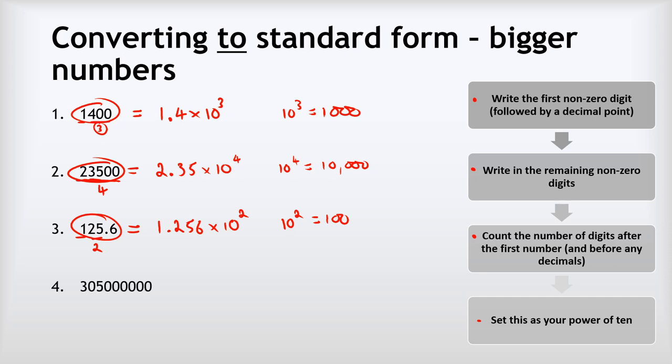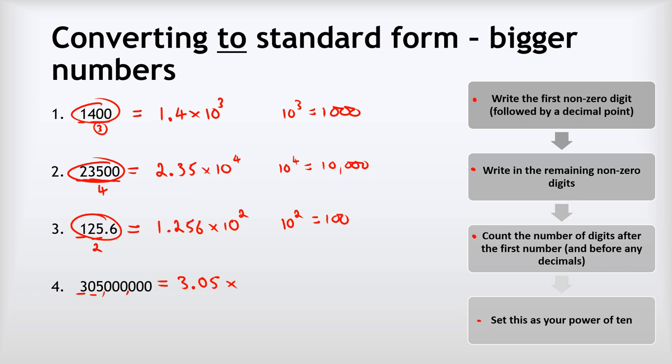So let's do one last one. We're going to look at this number here. 305 million. Again, let's follow the same process. So write down our first digit first of all. So that is a 3. Followed by a decimal point and any remaining non-zero digits. Now, yes, I know that there is a 0, but because it's followed by a 5, it does count. So we're going to go 3.05 like that.